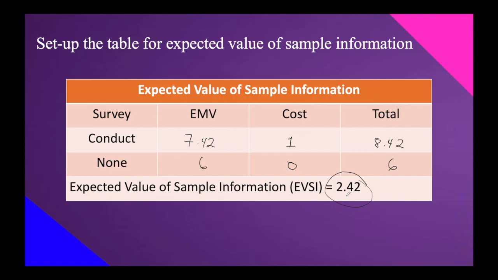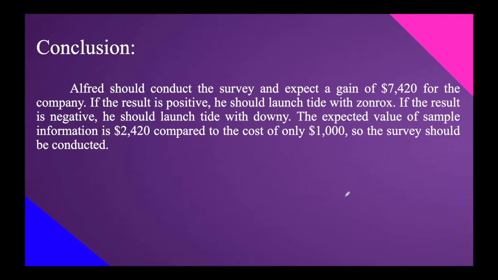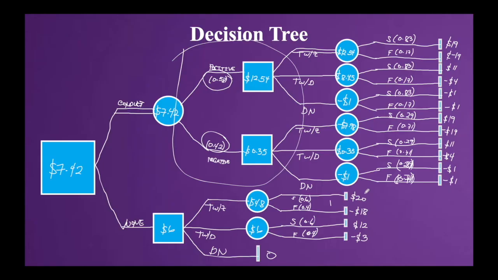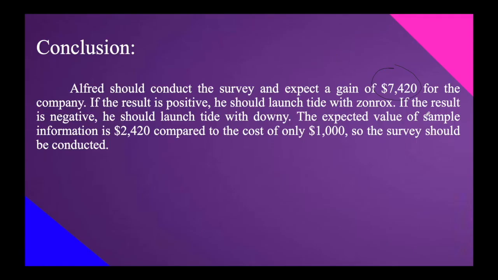Now, the conclusion here is, ayun na yung naging solution rather. The conclusion now is Alfred should conduct the survey and expect a gain of 7,420 as stated on the previous slide for the company. If the result is positive, he should launch tied with Zonrox. Saan ito nakuha? Balik tayo sa decision tree. Conduct na nga daw. Go, sige, mag-survey ka. If the decision is positive, he should launch tied with Zonrox. Ito po yung kanina, yung dinoblehan kong guhit. Ayan, mag-launch siya ng tied with Zonrox. If the result is negative, he should launch tied with Downy.